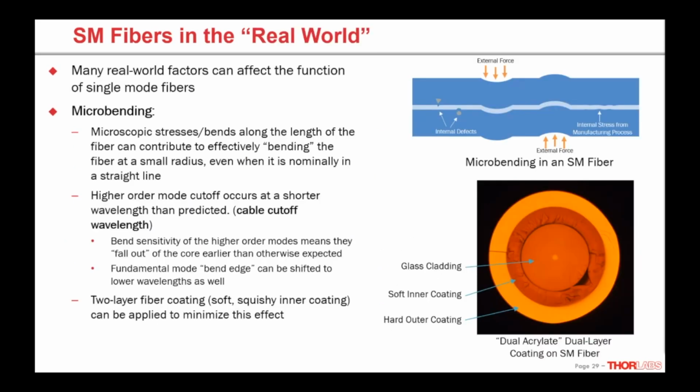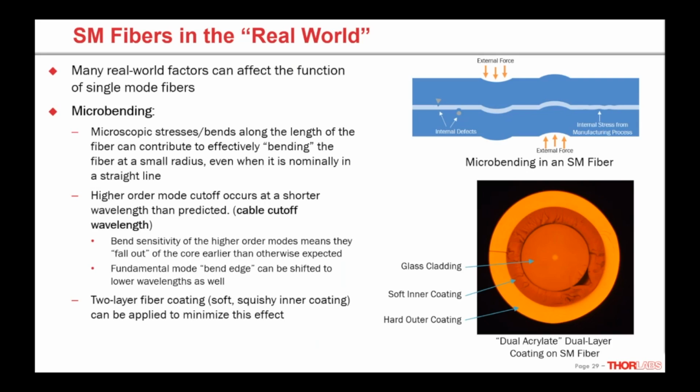As I alluded to, this is the last little portion of the talk. There are some real world factors that can make fibers deviate from the theoretical performance that we've discussed. The first is microbending, which is a pretty interesting effect to me. Basically what this means is even if you have a piece of fiber laying on the table in a straight line, it's not going to behave like the perfect, perfectly straight waveguide. The reason for that is there are always going to be some microscopic bends in the fiber, microscopic stresses that bend the core a little bit.